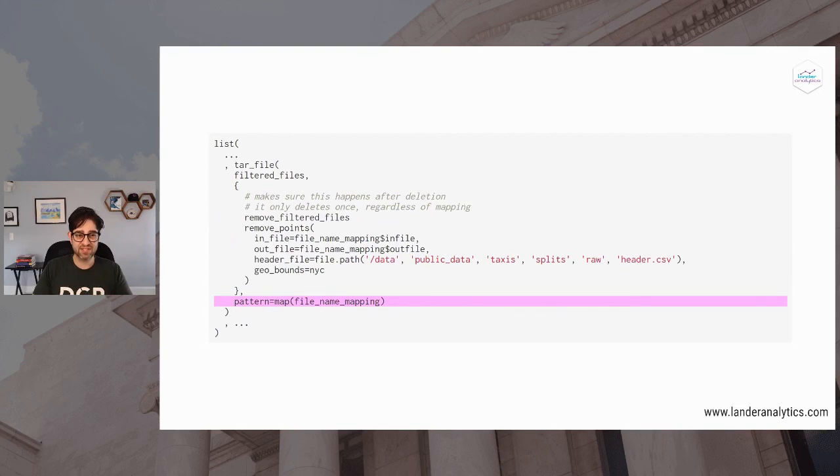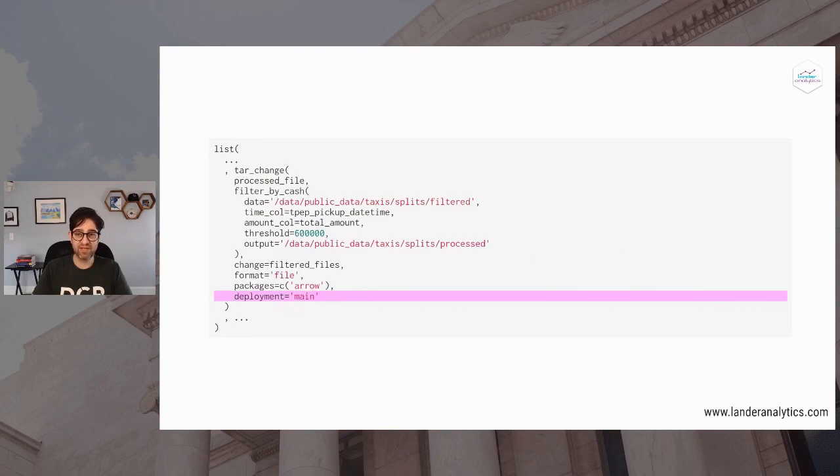The first step to this is setting pattern equals map over the file names of the mapping. This iterates over all those files, and since they are done independently, they can be done in parallel. Next up, in our arrow step, we need to be careful here. Arrow runs implicitly in parallel already, and we want to keep it in parallel. But we don't want a race condition with our other parallel steps. We want both. So we set deployment equals main for the arrow step, and that will run by itself in parallel, and then everything else will run in parallel also.